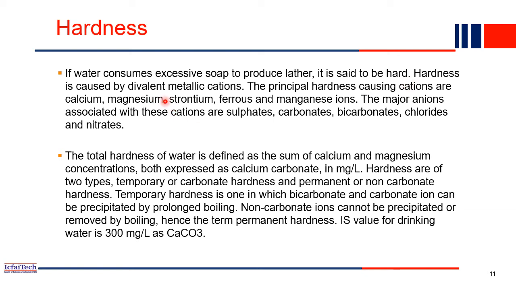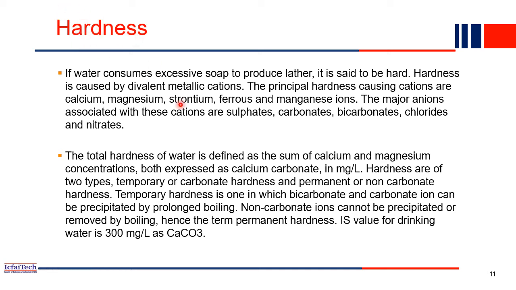Hard water causes problems. The principal hardness is caused by calcium and magnesium carbonates and bicarbonates. If these types of salts are present in the water, they cause hardness. Total hardness of water is defined as the sum of the calcium and magnesium concentrations, both expressed in calcium carbonate form, in milligrams per liter. Based on that, we tell whether it is hard water or soft water.